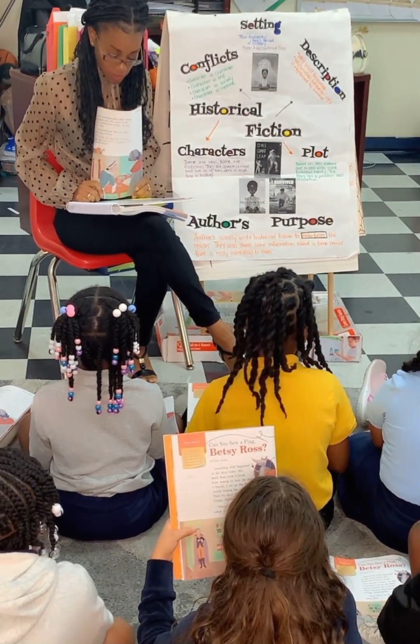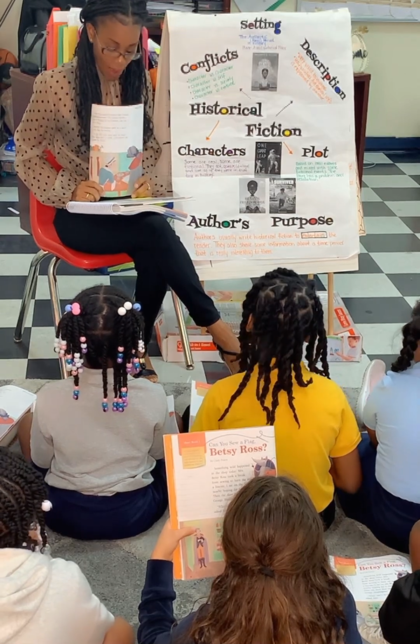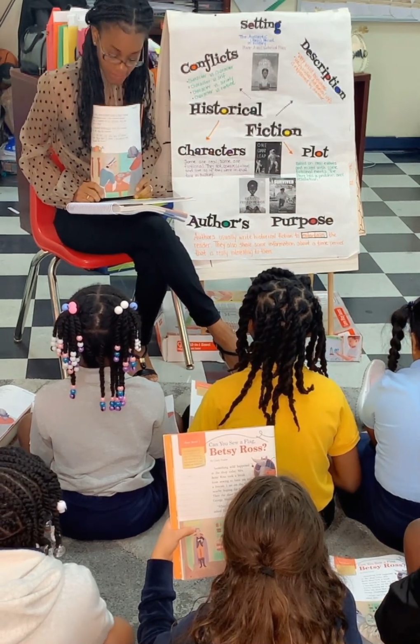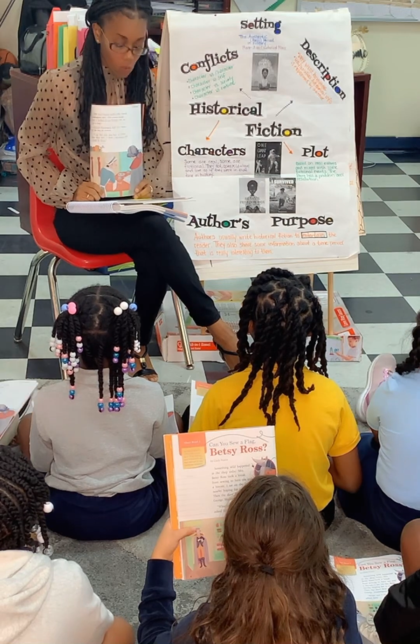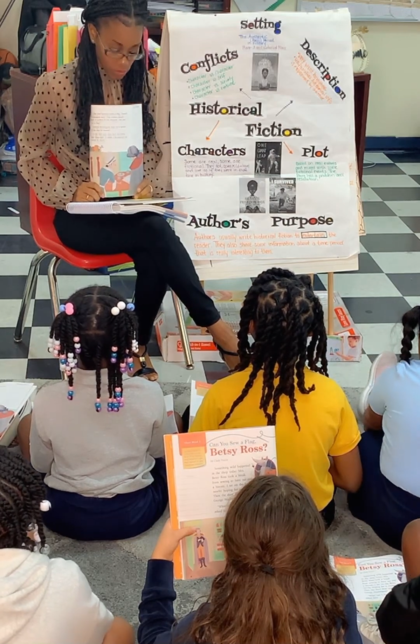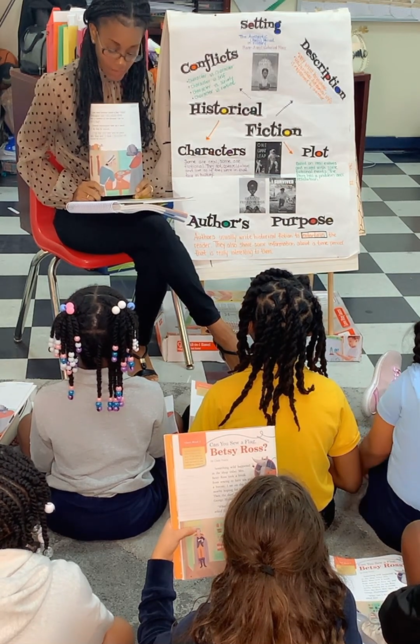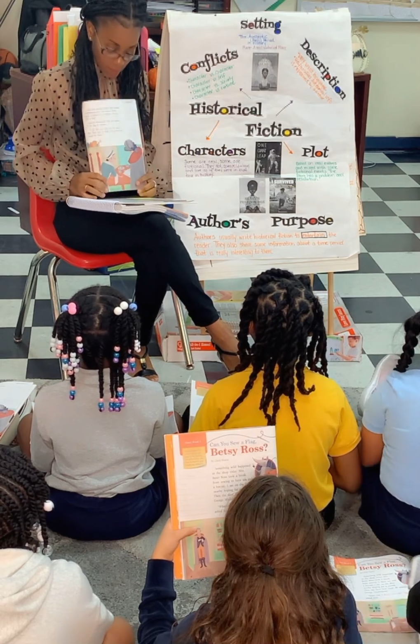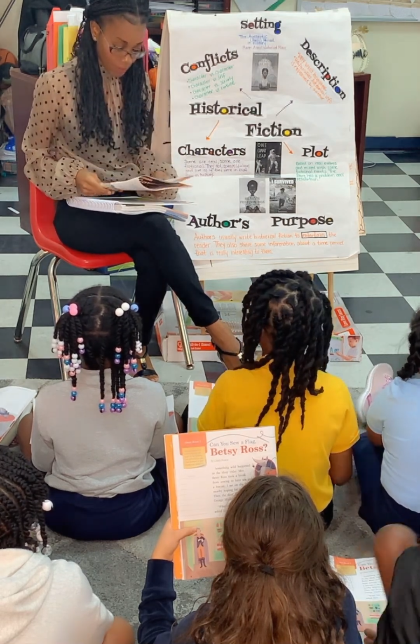Betsy Ross. To help us describe the main story elements such as the setting, the plot, and characters, we'll be looking at the illustrations. Using both words and illustrations can help us get a deeper understanding of what the story is about.